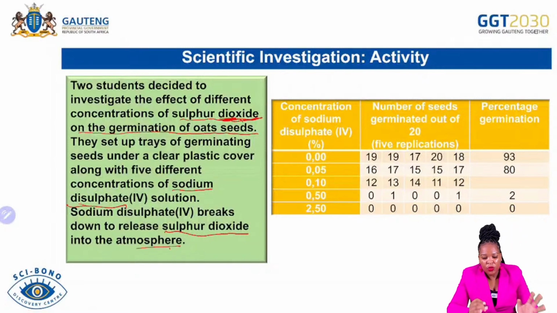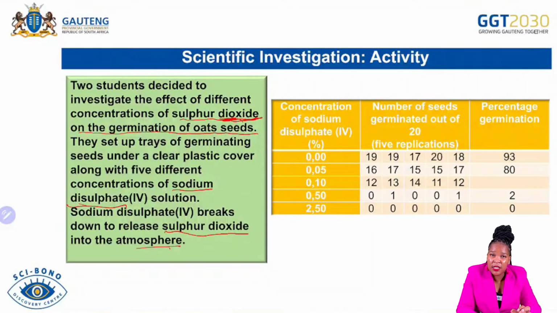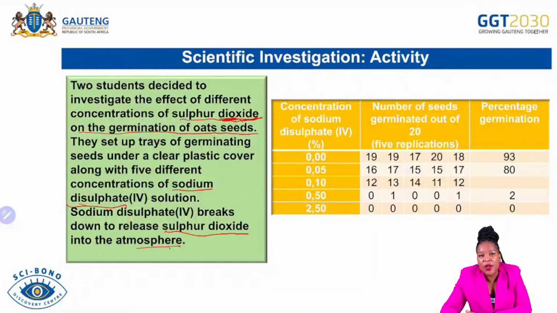Right, so now we get our variables, but we have not identified which one is which. And now we get the steps or the format, the how. How did they do the investigation? They just set up the trays of germinating seeds and then put them under a plastic cover. So let's check what their findings were.